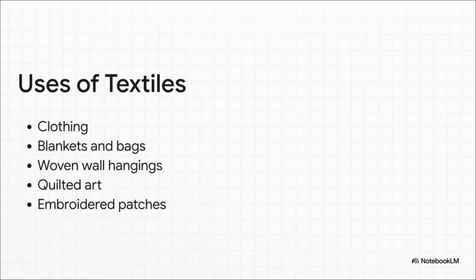We see it in the obvious stuff, right? Like clothing and blankets. But that very same ability to be woven and stitched creates everything from huge decorative wall hangings to incredibly detailed quilted art. Textiles take care of our most basic needs for warmth, but also our desire for pattern and beauty.